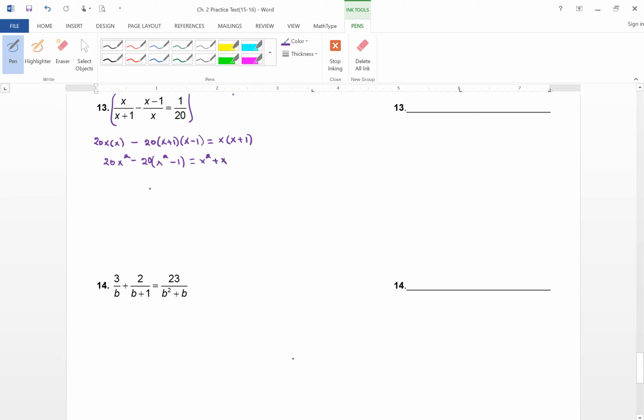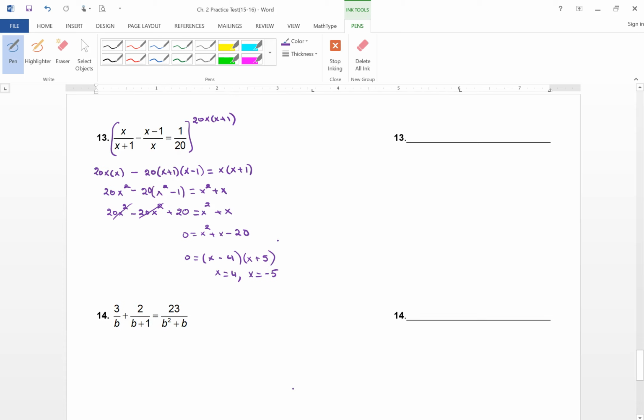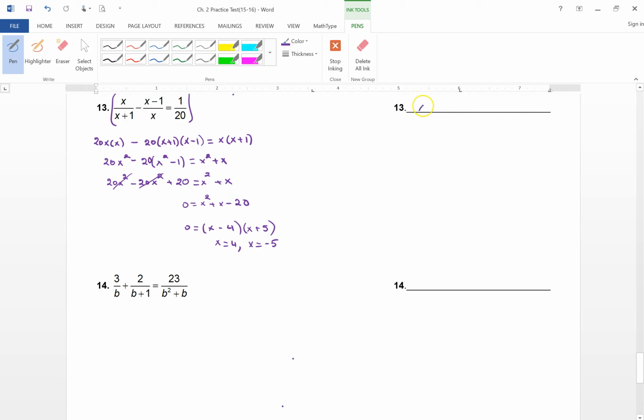All right, so here, I like this problem because the x squares go away. So these go away, and now I have x squared plus x minus 20 equals 0, x minus 4, x plus 5, so x is equal to 4, x is equal to negative 5, right? And is that okay? Is that part of the restrictions? No. So that's the answer.